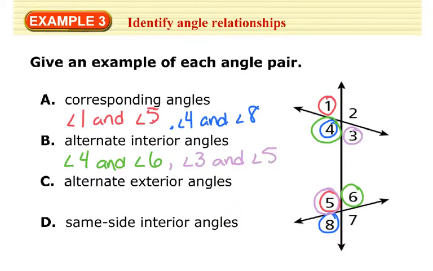Okay, now let's look at alternate exterior angles. Let me find yet another color here. How about that one? Alternate exterior angles. Again, they are on the opposite side of the transversal, but they're on the exterior of our two lines. So a pair such as 2 and 8.